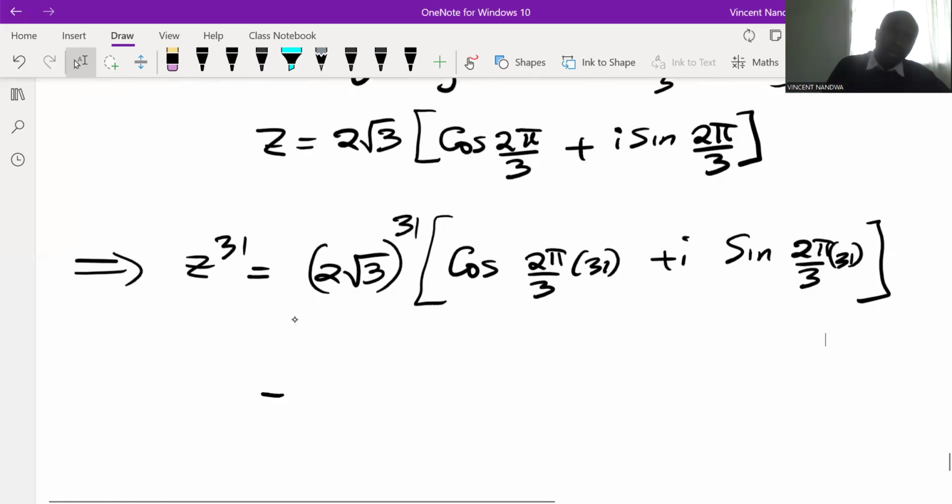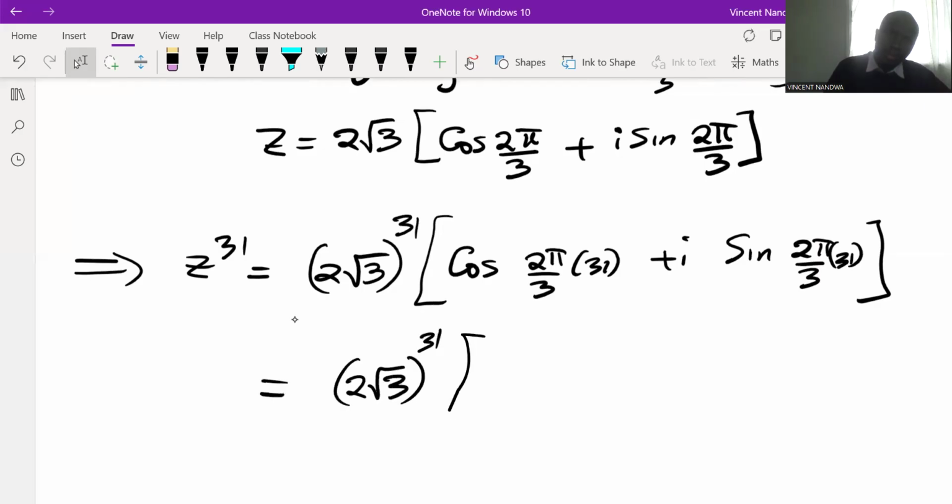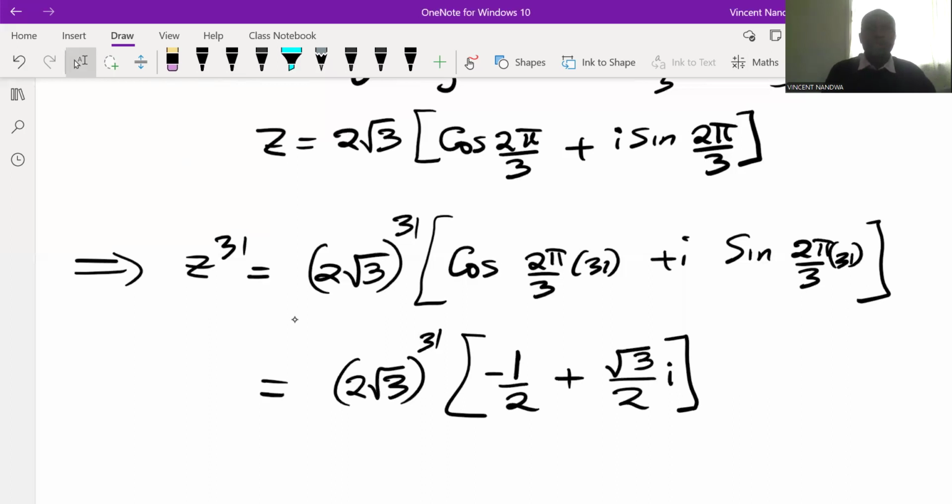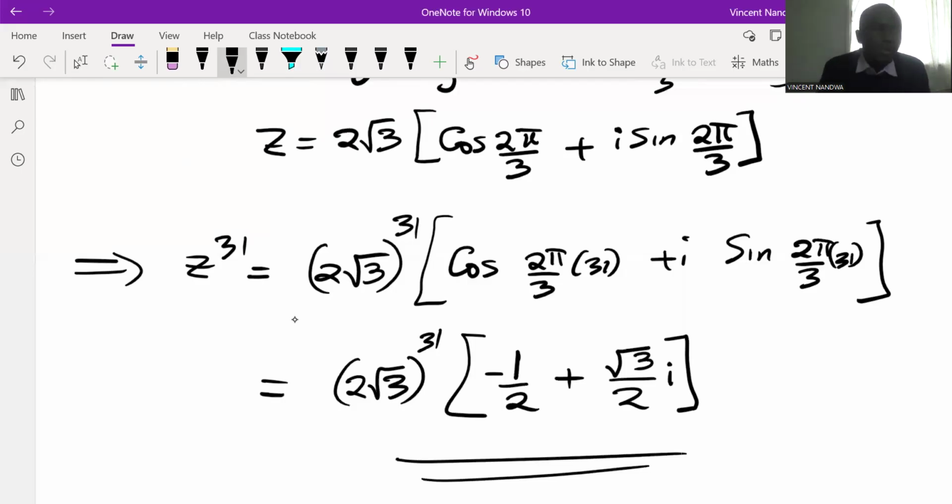And when you work out this, you'll get 2 root 3 power 31 into cosine of this number will give you minus a half, plus sine of this one will be root 3 over 2 i. If you wish, you can simplify this and then multiply by each term to get the final result. So the next session will be doing examples involving the roots of complex numbers, which is also another application of the Moivre's theorem.